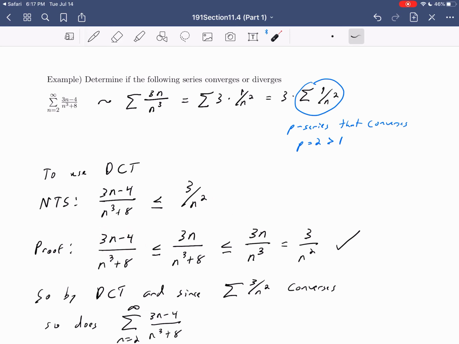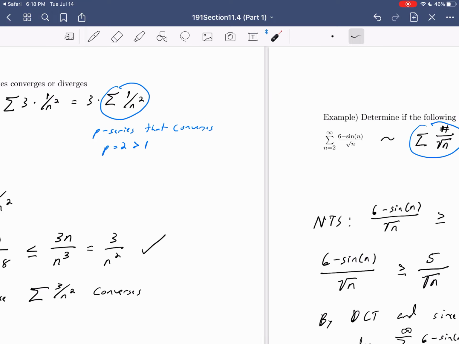That's not true. But it doesn't seem like it should really matter if it was a minus 4 or a plus 4 or whatever, yet we wouldn't be able to use direct comparison. And that's the limitation of direct comparison. For direct comparison, you have to directly show the inequality holds. Luckily, there's a slightly more advanced technique called limit comparison, which makes the computational side, actually evaluating things, much easier. So let's talk about that.